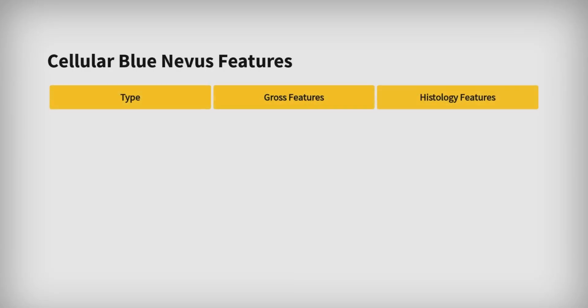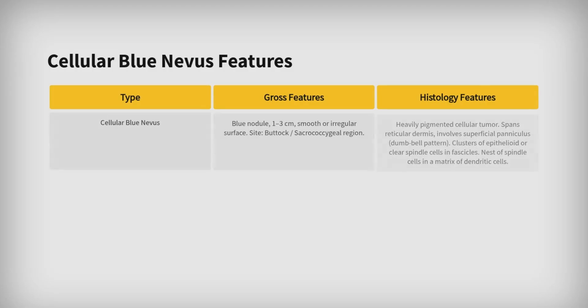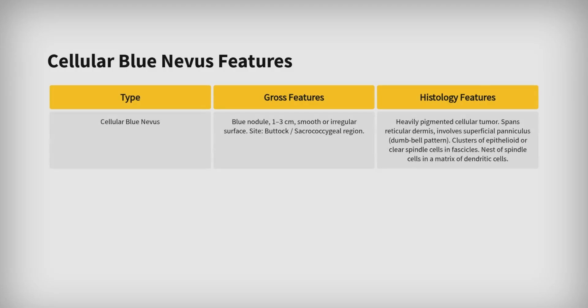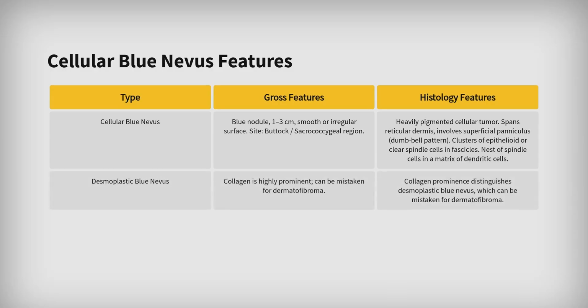Notice how cellular blue nevus features align across gross and histological attributes. Cellular blue nevus is a blue nodule, 1 to 3 centimeters, often on the buttock or sacrococcygeal region, with heavily pigmented cellular tumors spanning the reticular dermis and involving superficial panniculus. Desmoplastic blue nevus features highly prominent collagen, sometimes leading to confusion with dermatofibroma.